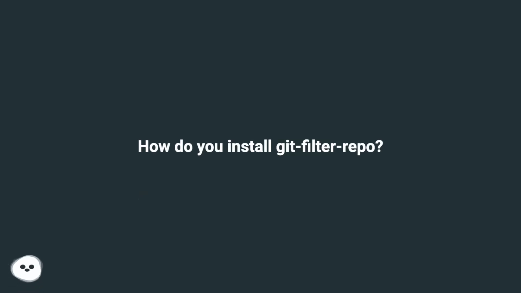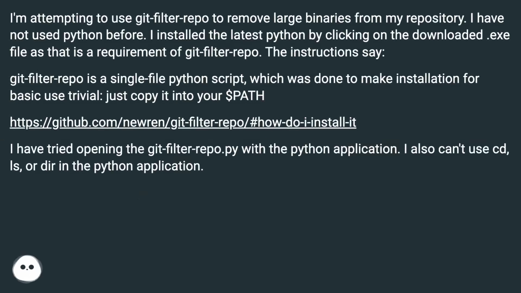How do you install Git-Filter-Repo? I'm attempting to use Git-Filter-Repo to remove large binaries from my repository. I have not used Python before. I installed the latest Python by clicking on the downloaded .exe file, as that is a requirement of Git-Filter-Repo.